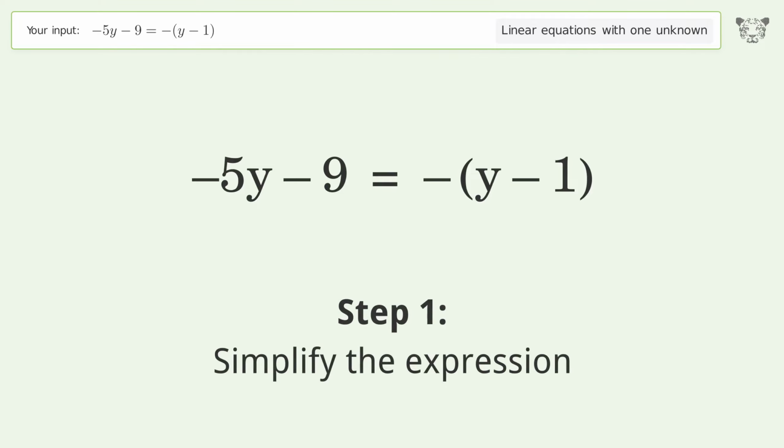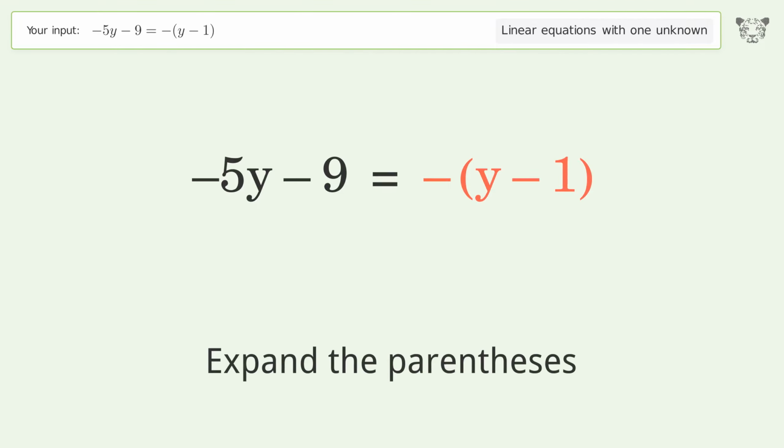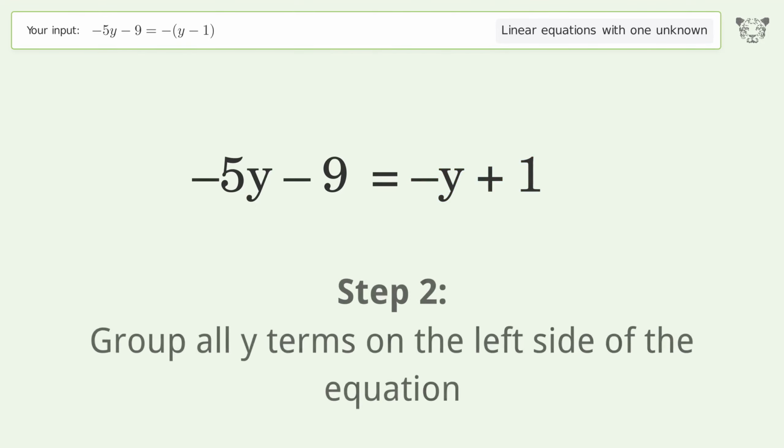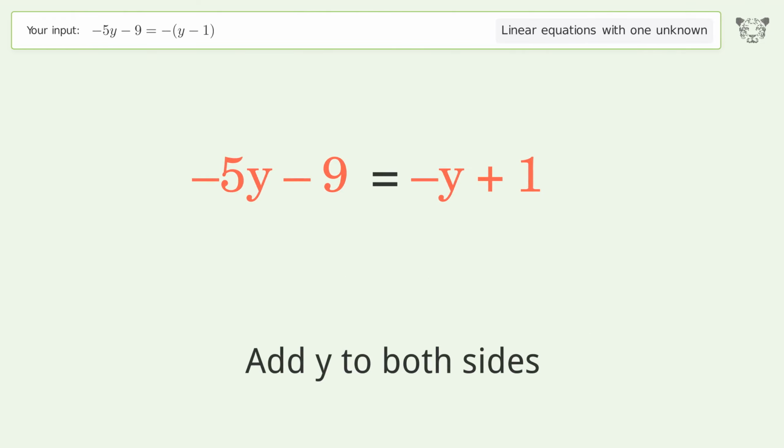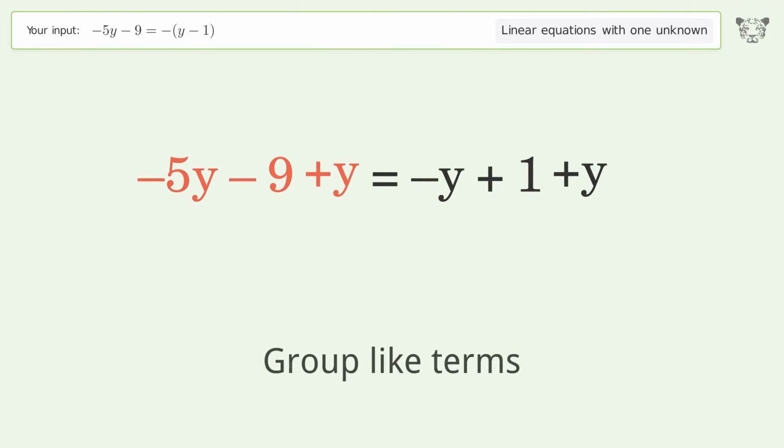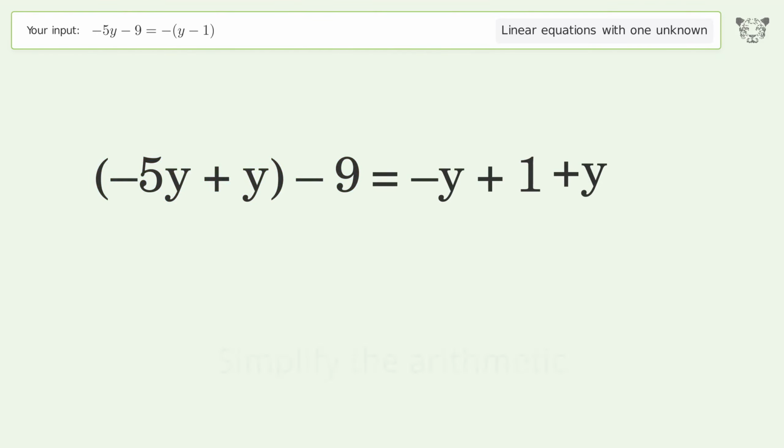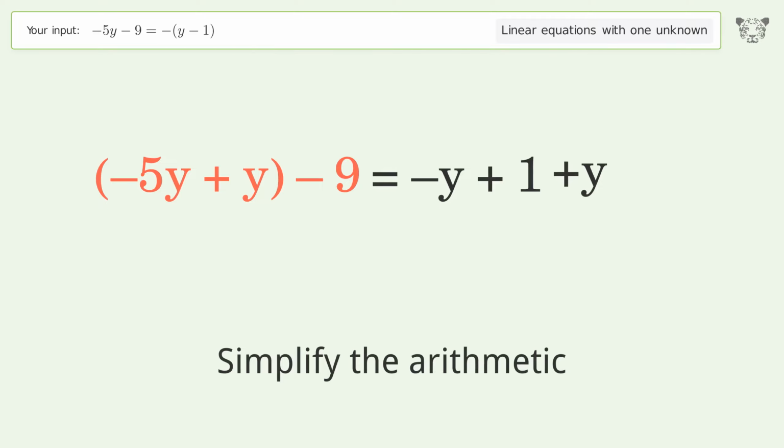Simplify the expression. Expand the parentheses. Group all y terms on the left side of the equation. Add y to both sides. Group like terms. Simplify the arithmetic.